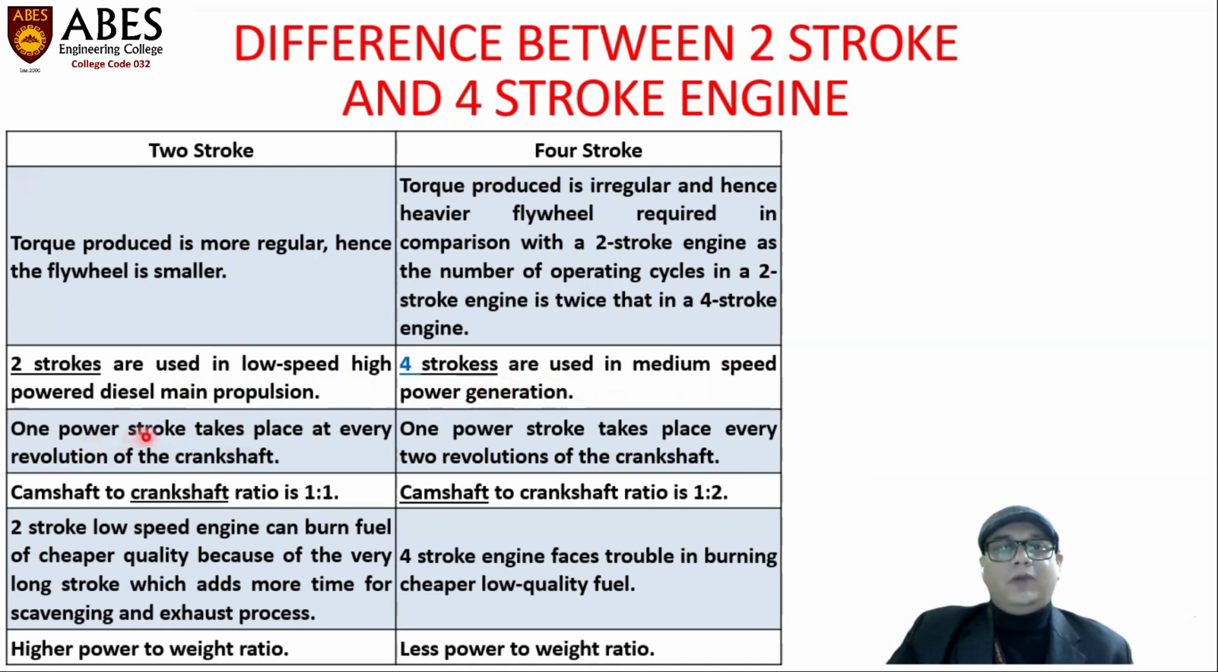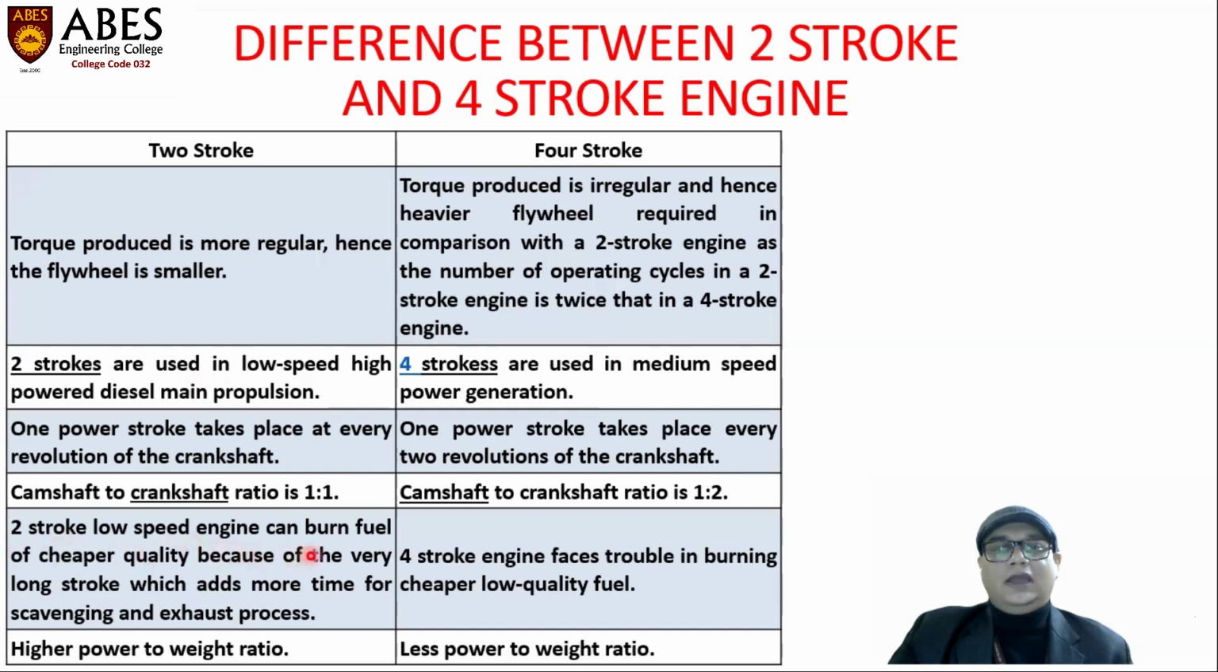In two-stroke, one power stroke takes place at every revolution of the crankshaft. In four-stroke, one power stroke takes place every two revolutions of the crankshaft. Camshaft to the crankshaft ratio in two-stroke engine is 1:1, while in case of four-stroke, it is 1:2.